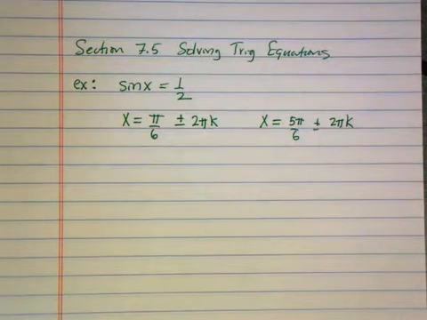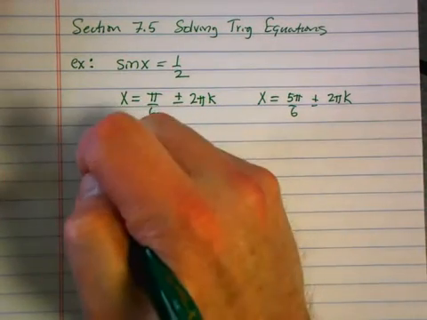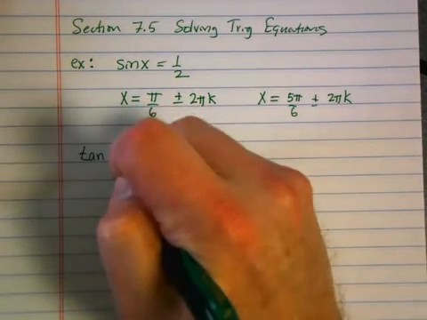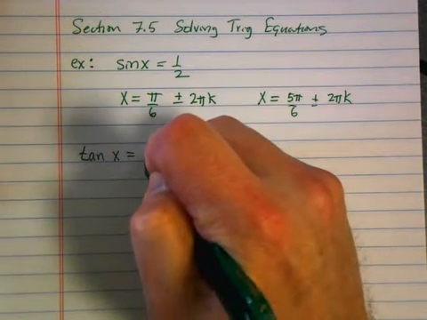Will it always be 2 pi? That's an excellent question. No. Let me give you another example. How about tangent x equals 1?